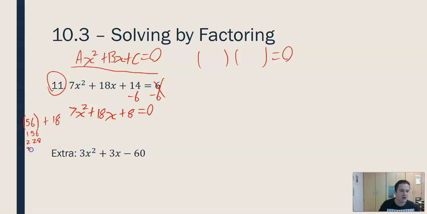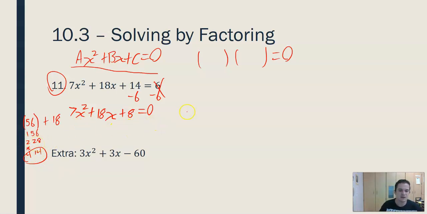I have 3 and nothing. I have 4 and 14. Hey, there we go. 4 plus 14 is 18. So 4 and 14 are my two golden numbers here because they multiply to make 56 and add up to 18.